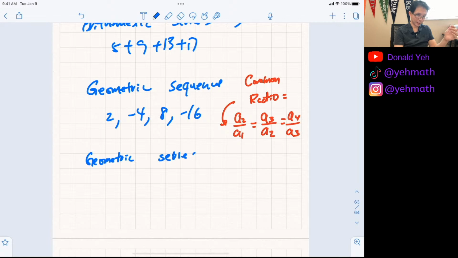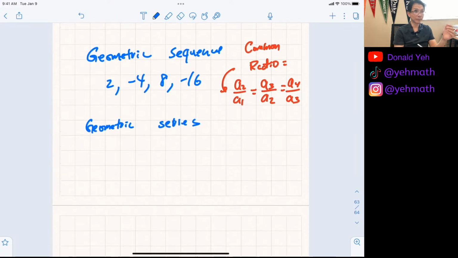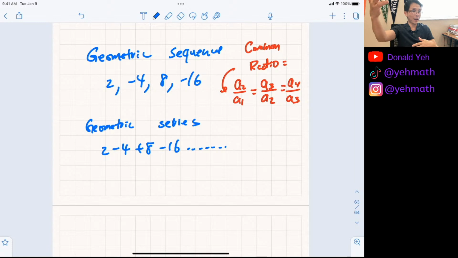I remember I don't like this. This is in the competition stuff we do. Yeah, a geometric series is going to be 2 minus 4 plus 8 minus 16, dot, dot, dot. Let's see it. This is going to diverge. If it goes to infinity, the number is going to get either very positive or very negative, right? And it's also going to be oscillating. For sure, it's going to diverge.